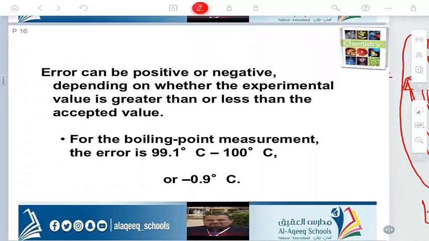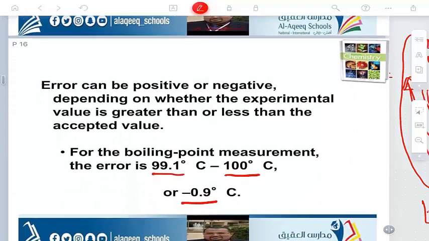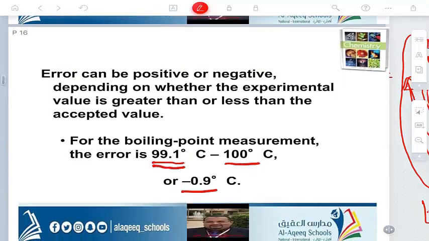Let's try this example here. We have the true value, which is 100, and we have 99.1, which is the measured one. 99.1 minus 100 gives you negative 0.9 degrees Celsius, because we subtract the accepted value from the experimental one. The experimental one, which happened in the experiment, is 99.1. The accepted one, which is accepted and measured by scientists, is 100 degrees Celsius. Subtract them and you will find negative 0.9.